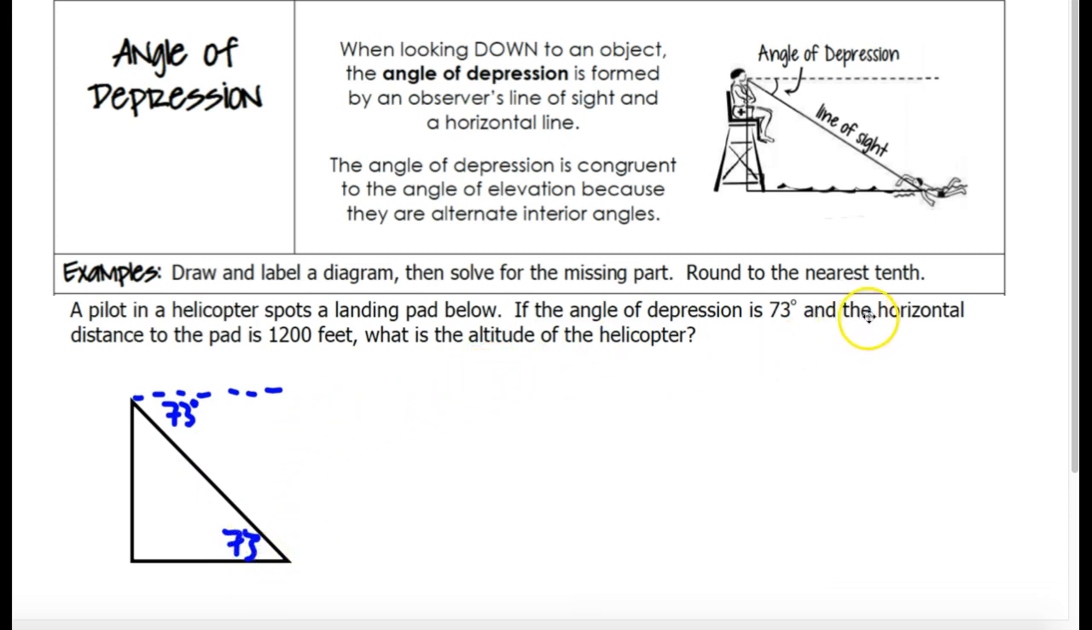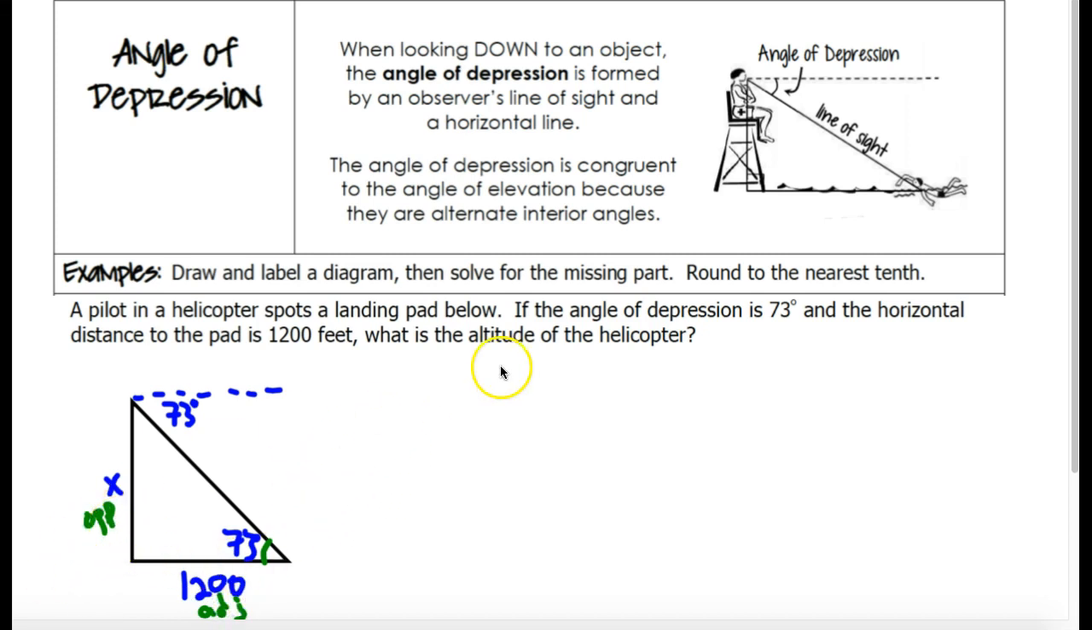Then we know that the horizontal distance to the landing pad is 1,200 feet. Horizontal is side to side, so that would be 1,200 right here. Remember, vertical is up and down, horizontal is side to side. We want to find the altitude of the helicopter. Altitude is just another word for height, so that would be this distance right here. Label the sides that we have information on with respect to this angle. This would be the opposite side, and this would be the adjacent side.